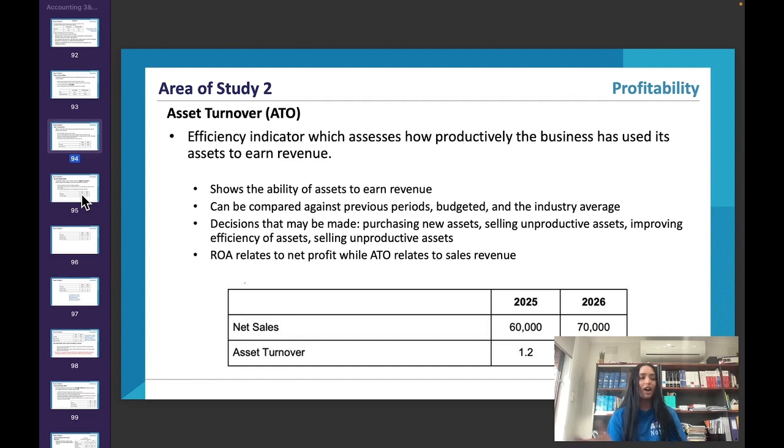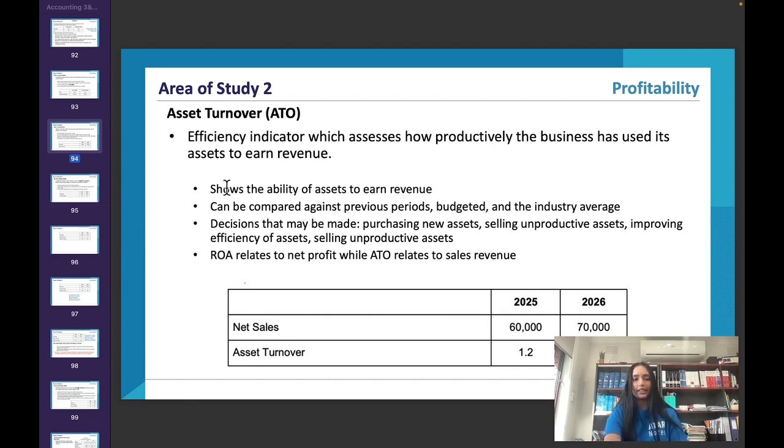So if you have a whole heap of assets on hand as a business, but you're actually not earning as much revenue, then that is telling you as the business owner that you can use your assets better to earn revenue. Or on the other hand, if you have a really low amount of assets, but you're still earning a lot of revenue, that is telling you as the business owner that you are effectively using your assets to earn revenue.